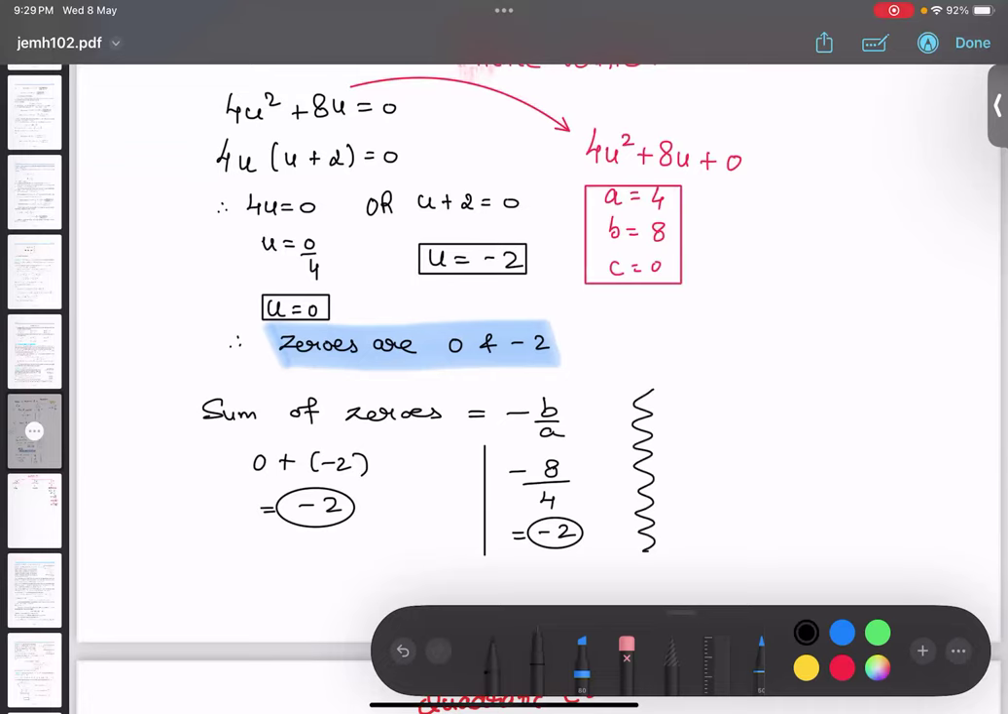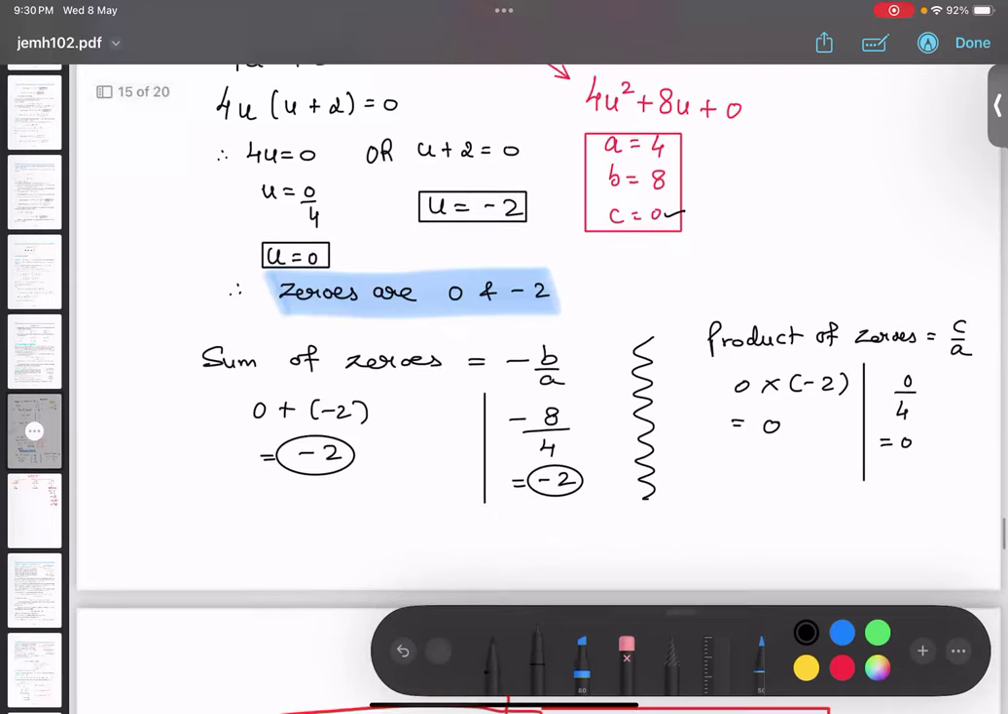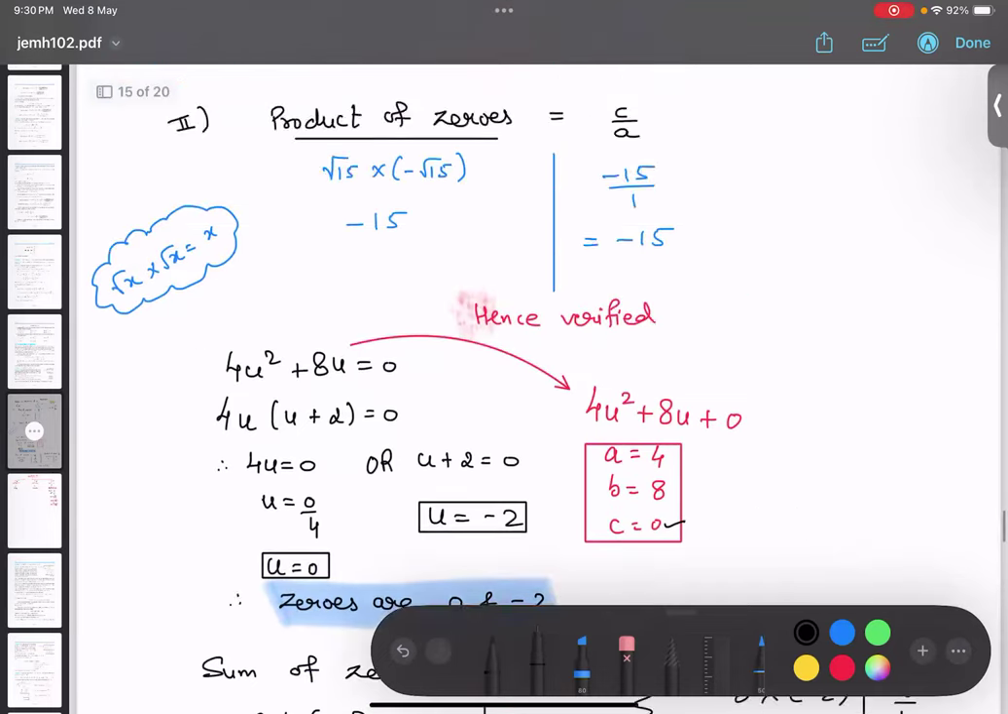Let me just focus on the product of zeros now. The product of zeros, what is the formula? It is C upon A. So 0 multiplied by minus 2 is 0. My left-hand side comes out to be 0. Right-hand side: C is what? 0. 0 upon 4 is 0. So it is matching. So I will sincerely write: hence verified.